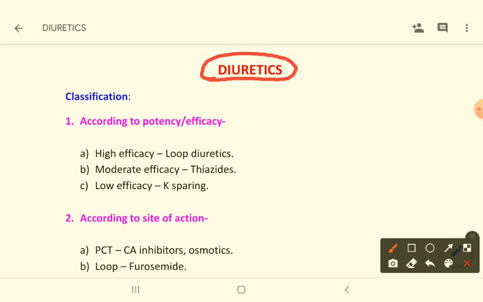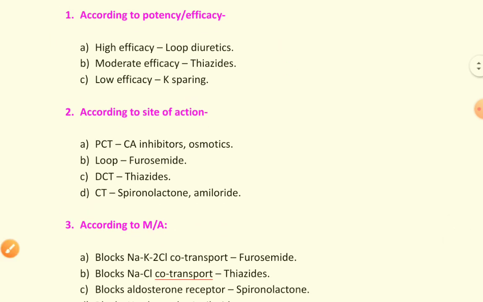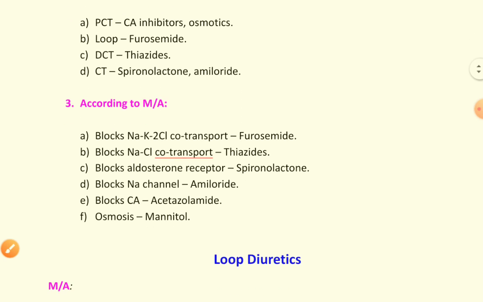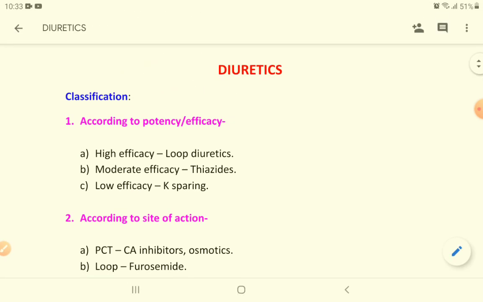Now, let's come to the classification. We can classify the drugs, that means the diuretics, according to various criteria. Suppose according to their potency or efficacy, according to their site of action, according to their mechanism of action, etc. Now, according to potency or efficacy, okay.